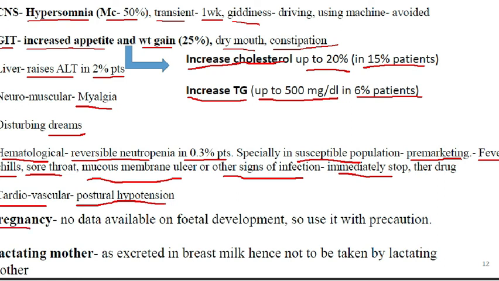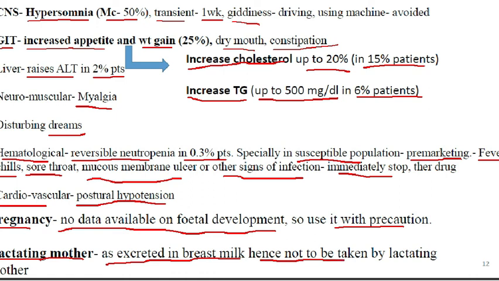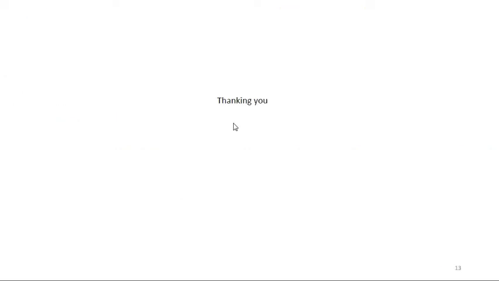Now coming to the pregnancy and the mirtazapine. However, no data available on the fetal development, so still mirtazapine should be used with caution. Remember, SSRI group of drugs are very safe in case of the pregnancy. In case of the lactating mother, as mirtazapine is excreted in the breast milk, hence mirtazapine is not to be taken by the lactating mother. So this is all about the mirtazapine.